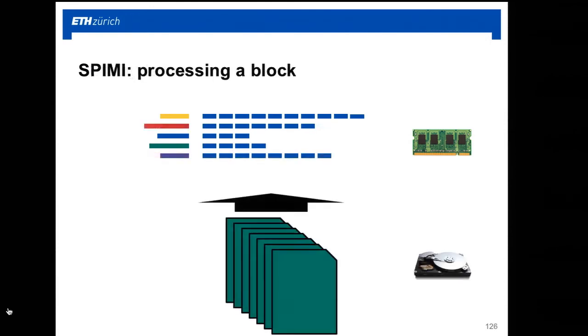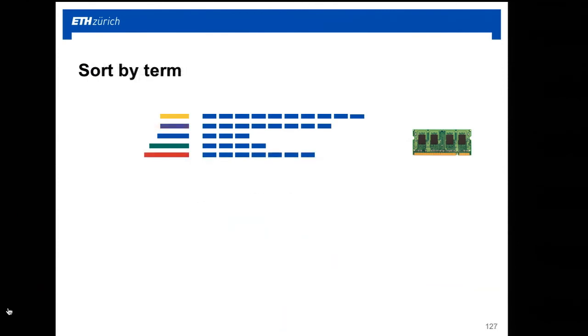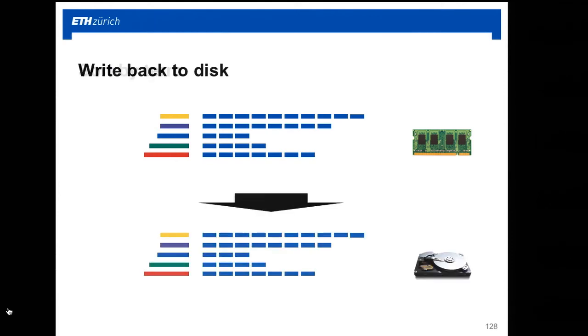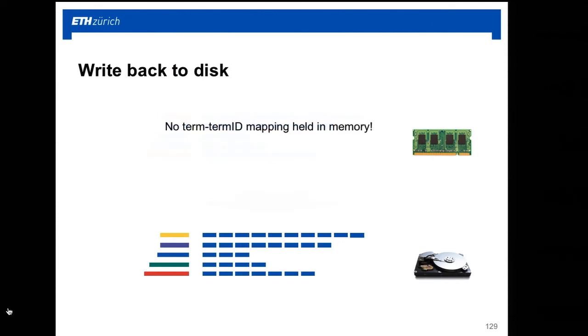And then at the end, of course, we need to sort, especially if you used a hash table to do that. You need to sort the terms, let's say alphabetically or lexicographically. We will see why you need to sort the terms. And then you store on disk.